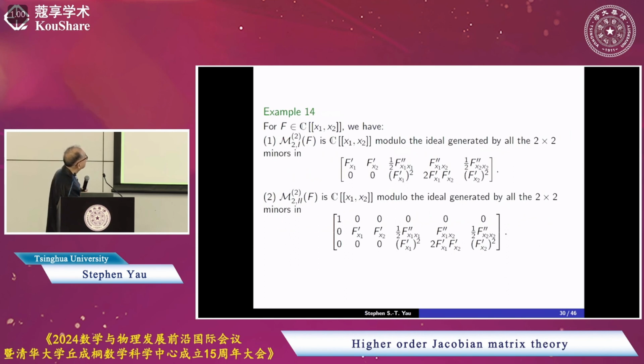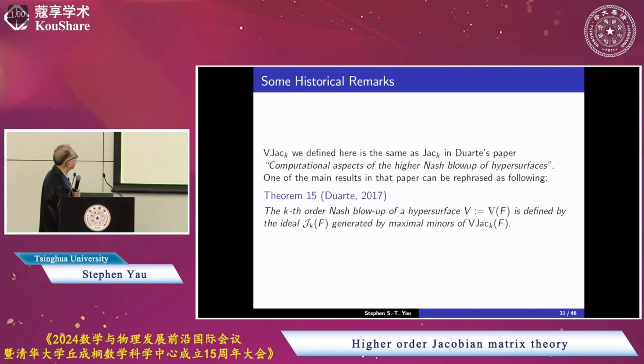For example, you look at this type 1. You just take the 2 by 2 minors of this matrix, generate the ideal by the 2 by 2 minors, and quotient by this. You take the formal power series ring quotient by these 2 by 2 minors, so it is right equivalent invariant. Type 2, you just take the 2 by 2 minors of this matrix, so they are also right equivalent invariants. In this way, you construct a lot of invariants.